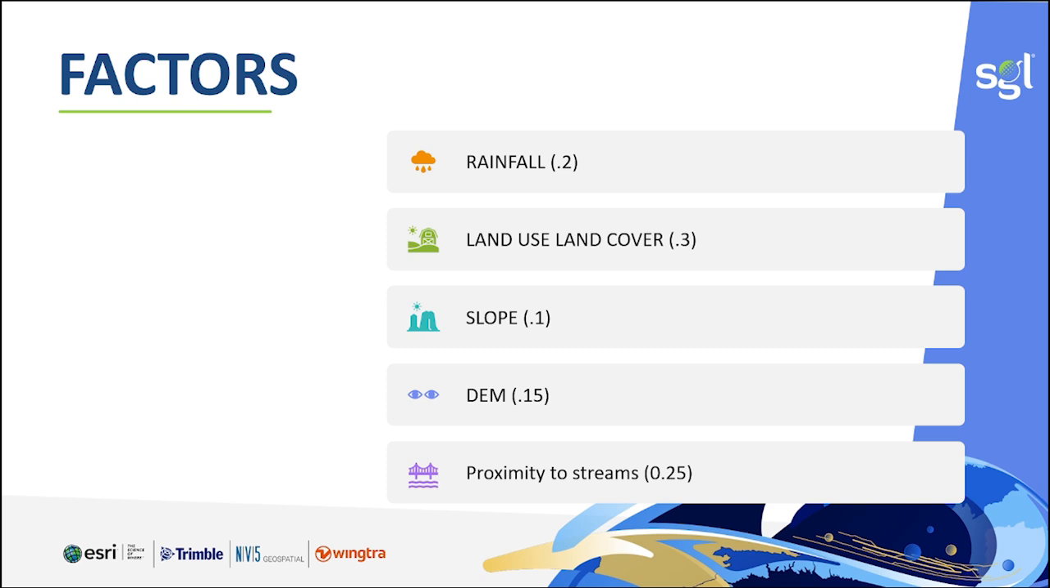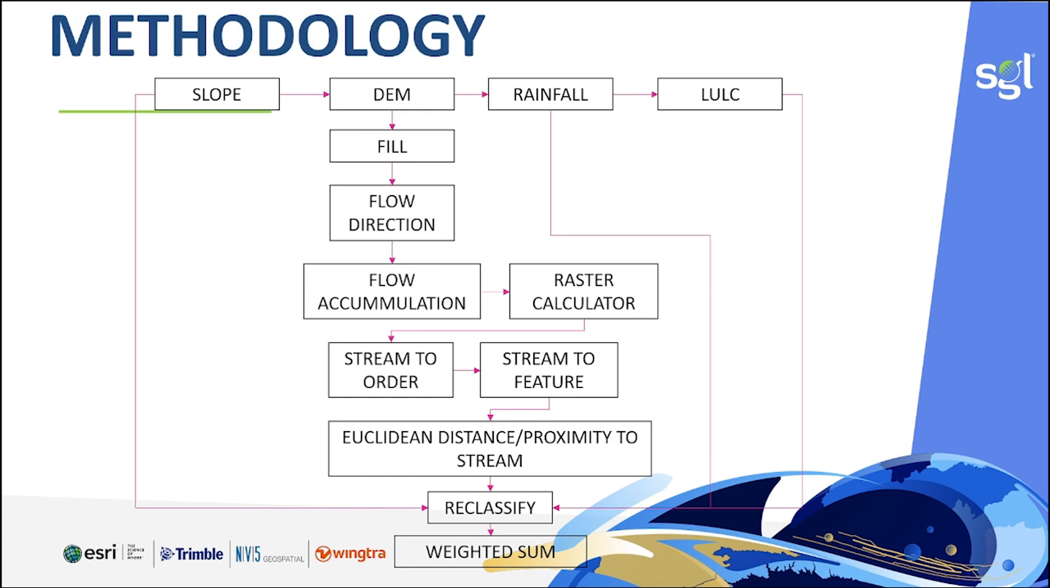Gentle terrain. Now, the workflow of this demo follows this methodology. The main indicators, being the slope, digital elevation model, the rainfall, land use, land cover, and the proximity to stream, would all go through reclassification. The purpose of the reclassification is to make all of the factors or indicators unitless and have a common scale, which will be 1 to 5, where 1 marks areas that are least prone to flooding and 5 marks areas that are most prone to flooding.